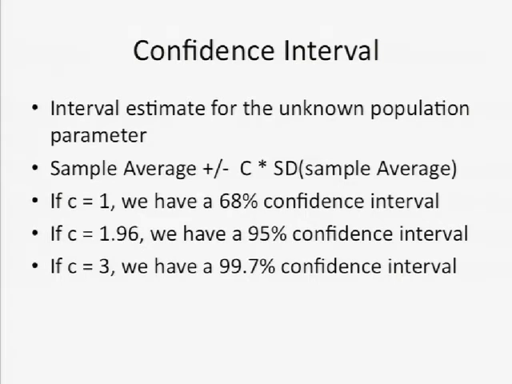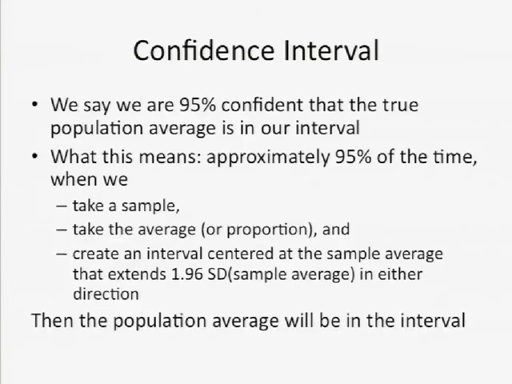So what does that mean for an actual confidence interval? We say that we're 95% confident that the true population average is in our interval. This means that approximately 95% of the time, when you take a sample, compute the average, compute the standard error for the average, and create a confidence interval by going out plus or minus 1.96 times your standard error on either side of your sample average, the population average will be in that interval. So can you imagine how you would check that this is the case if you were using R?